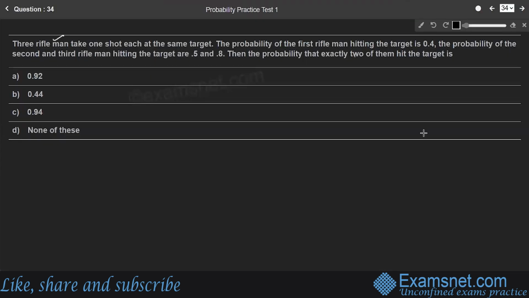Question 34. 3 riflemen take one shot each at the same target. The probability of the first rifleman hitting the target is 0.4. The probabilities of the second and third riflemen hitting the target are 0.5 and 0.8. Then the probability that exactly 2 of them hit the target is. So what are the probabilities that 2 of them out of 3 men are hitting the target? For that, we'll consider the probability of hitting the target and not hitting the target. Because if 2 men are hitting the target, the other man will not be hitting the target. Therefore, we'll consider the cases.